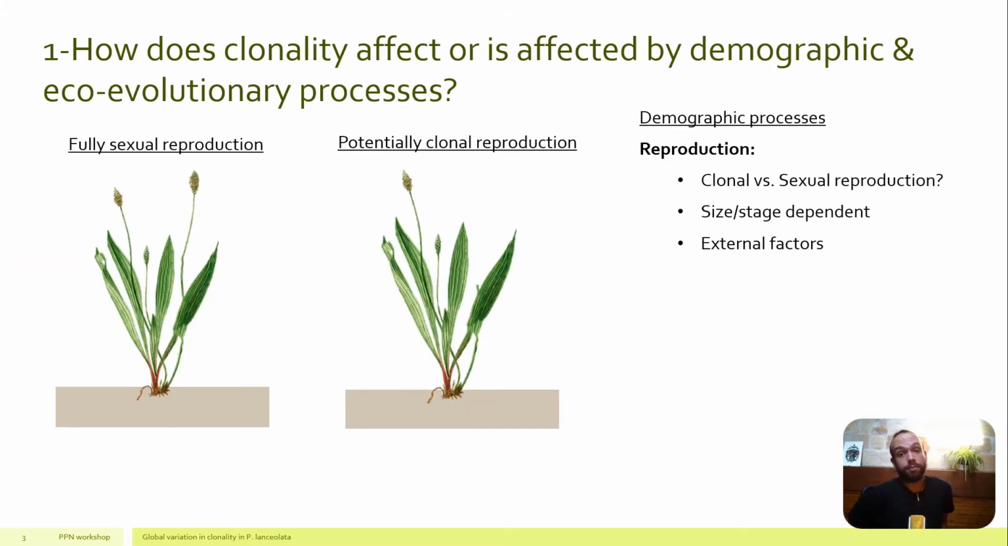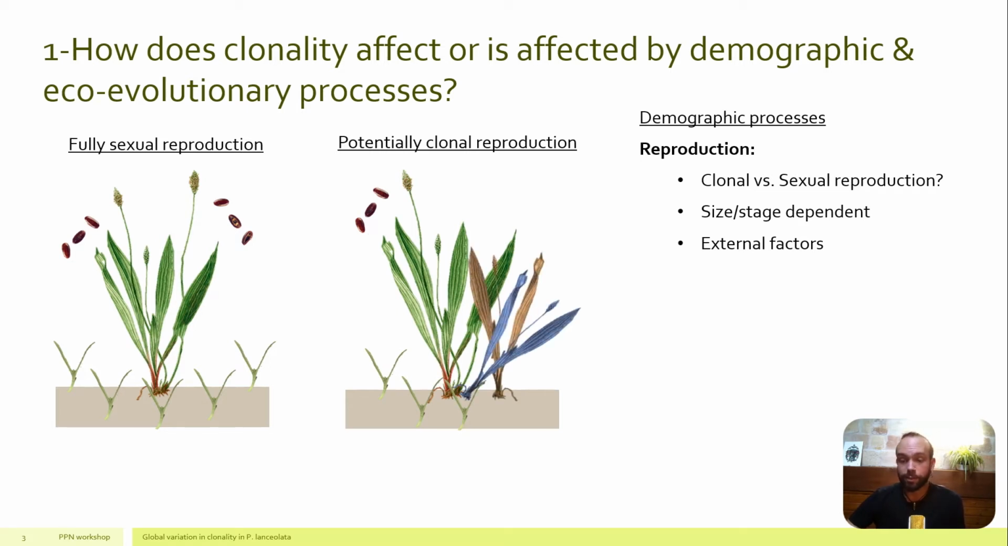Regarding the first objective, I will introduce some of the processes that might be affected by the level of clonality in our populations. Just think of two populations: one that is fully sexual and one that has potential clonal reproduction. The first process that is greatly affected by clonality is reproduction. Although these two populations might have the same outcome, like 5 individual offspring, they come from different reproductive pathways.